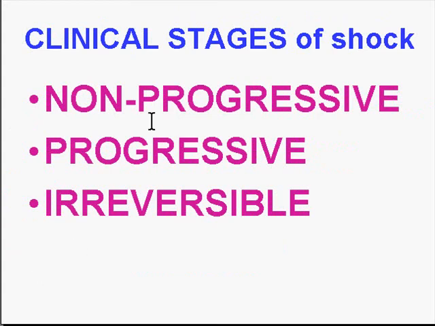If you want to look at stages of shock, clinically, in terms of prognosis and treatment, there's a non-progressive stage and a progressive stage, and these are both reversible, although non-progressive is a lot easier to reverse than progressive. Finally, as you might guess, the third stage before death is irreversible, and there's nothing you could do for these patients, so it's usually not worth trying.